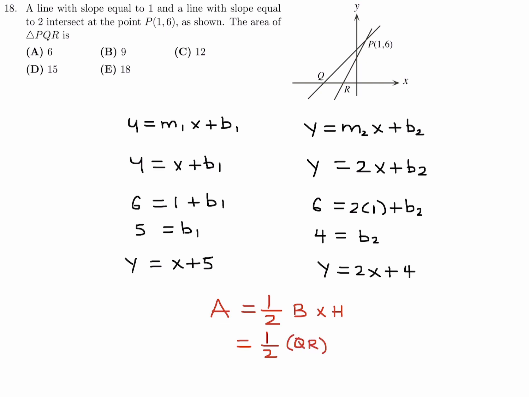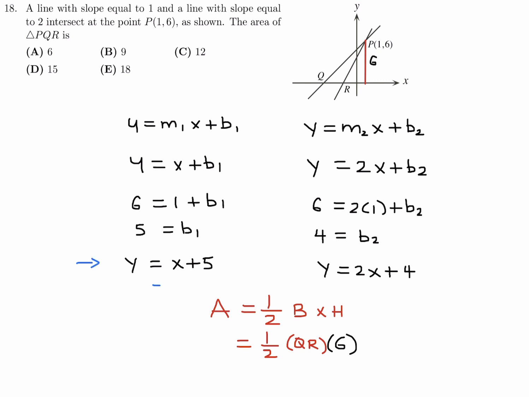And then the height, we already know, right? Because if you were to drop a perpendicular from, say, P down to the bottom, like this, that represents the height. And that distance, we know, that distance is just the y coordinate of P, which is 6. So the height is 6. All right, so to figure this out, we have to figure out where these lines cross the x-axis. So we just set y equal to 0.